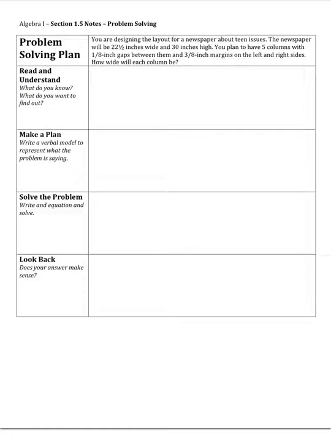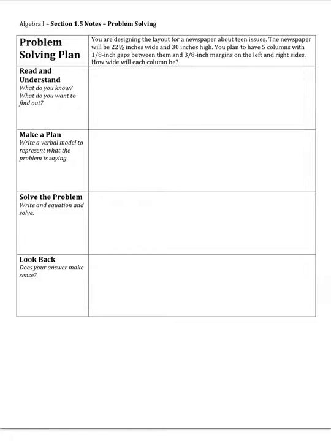So as we go through this, I'm seeing that we're designing the layout for a newspaper. Do we need to know it's about teen issues? Not so much. The newspaper will be 22.5 inches wide and 30 inches high. As I read this, I'm starting to think that maybe a picture would help me out. So I'm going to lay out a newspaper 22.5 inches wide and 30 inches high.